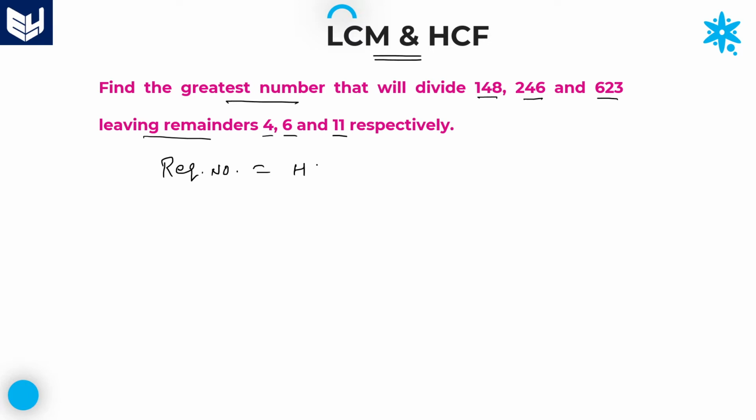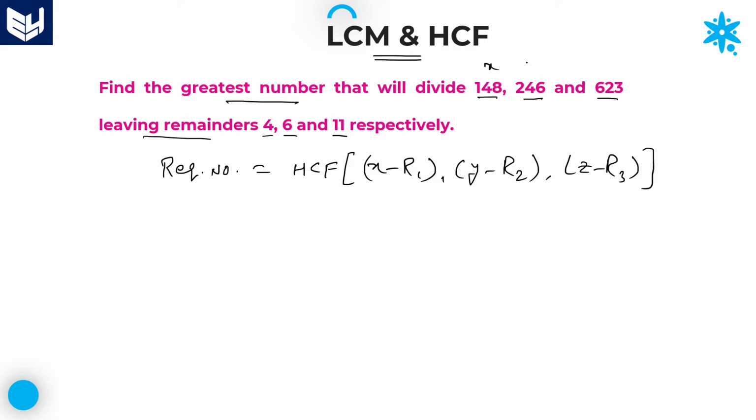If the remainders are the same, you subtract directly whatever the remainder is given in the problem. For different remainders, you need to subtract their respective remainders from the given numbers. The required number is the HCF of x minus r1, y minus r2, z minus r3. Here x, y, z are the given numbers, whereas r1, r2 and r3 are their respective remainders.